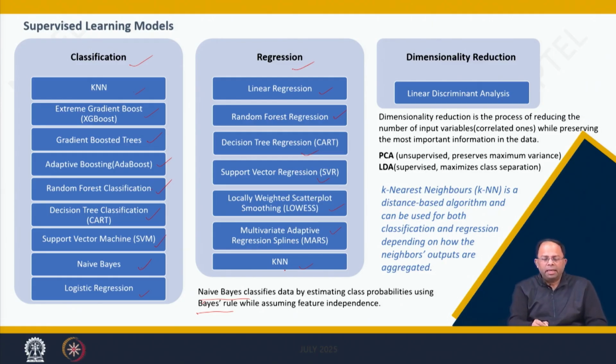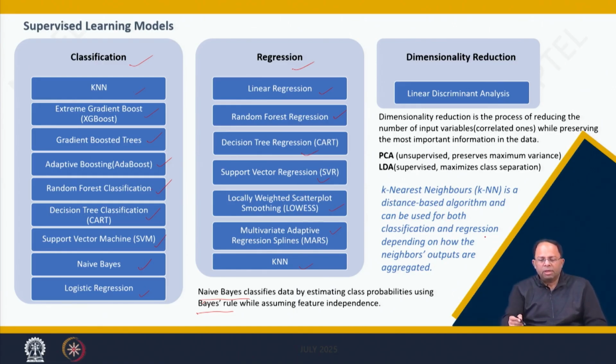Then comes KNN, K nearest neighbor. It's a distance-based algorithm and can be used for both classification as well as regression, depending on how neighbors' outputs are aggregated. So this again could be used both for classification as well as regression.